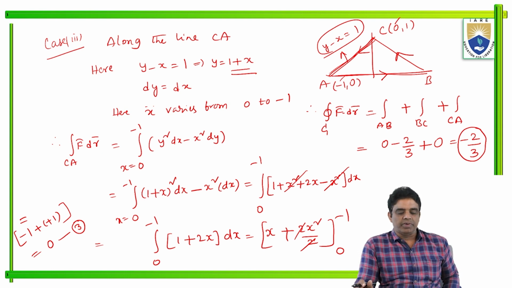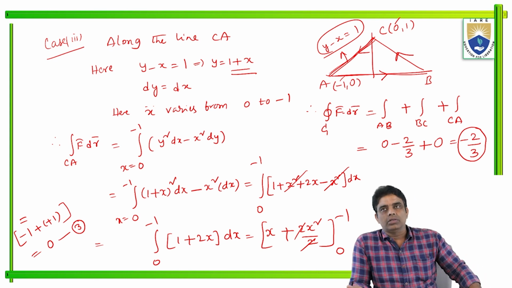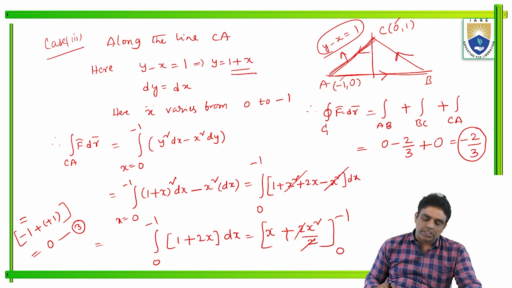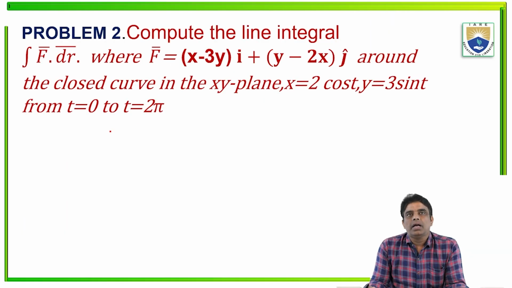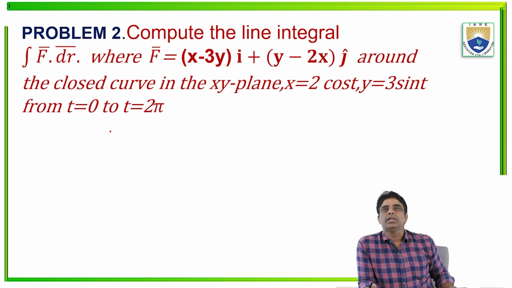So in this way we can find the line integral along the triangle. That means along a closed curve, whether it is a triangle, rectangle or square, you have to find it like this, right? Next, I'm going to solve another problem based on the line integral only.